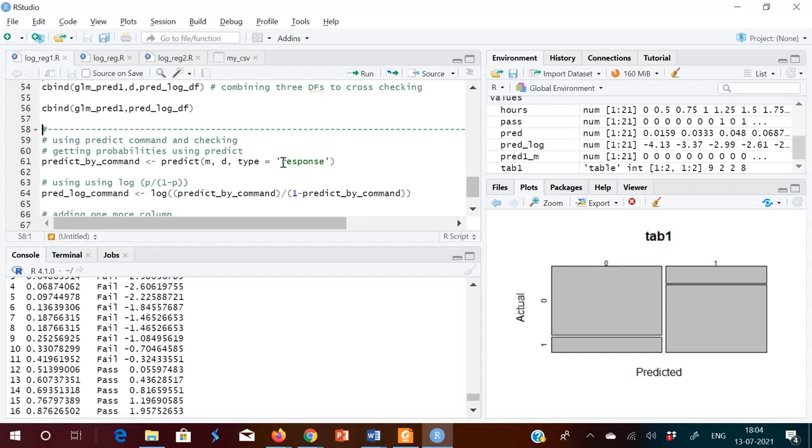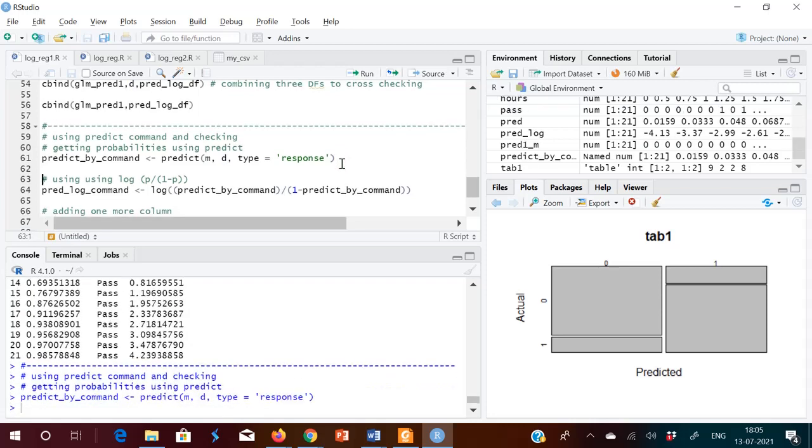So what we did till now is we used the equation p equal to e raised to y by 1 plus e raised to y. So here I am using the equation. I am using the command predict. Okay, and I'm using my model. My model name is M. Data frame is D, and type is response for the probability. For getting the probability, and I'm just executing this command.